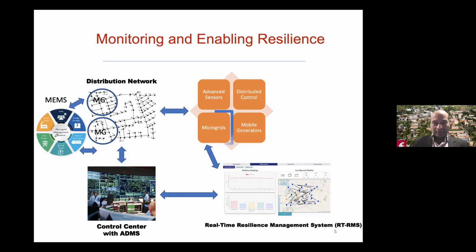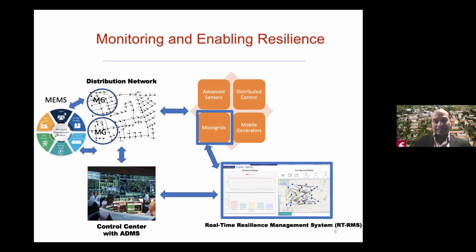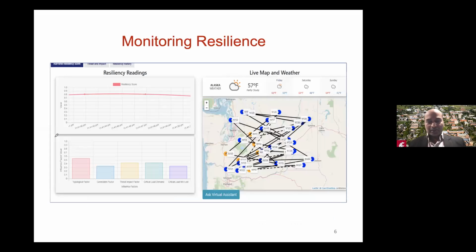Today, I'm going to focus on these two parts, which is the microgrid and the management system, which is talking about resiliency with distribution and with the microgrid. So first, let's talk about monitoring, and I will quickly go through that, instead of focusing more on this, because I do want to talk about enabling with the microgrid.